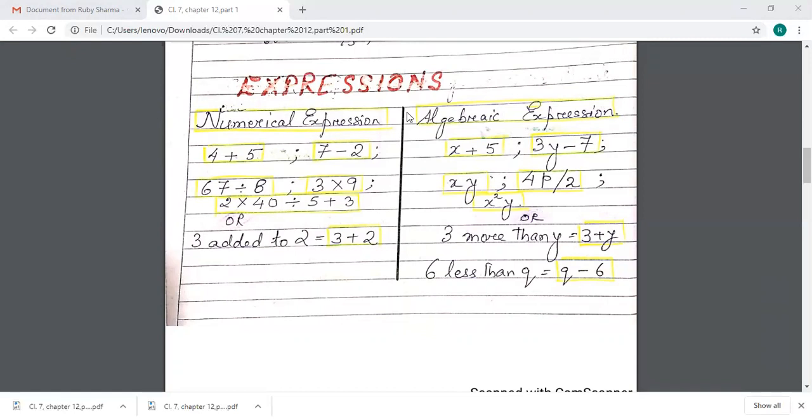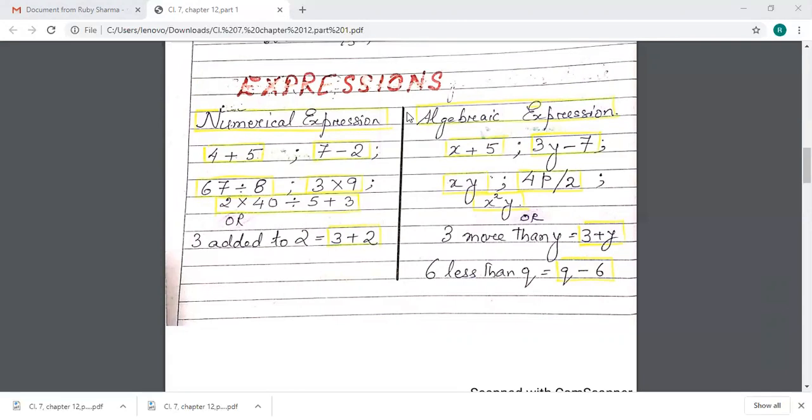I've given you some other numerical expression examples like 7 minus 2, 67 divided by 8, 3 into 9. These are constants which are separated by fundamental basic operations of mathematics. Then I've given you 2 into 40 divided by 5 plus 3. Here several operations are involved. Or, when we say 3 added to 2, when we express that statement as an expression, we write 3 plus 2.